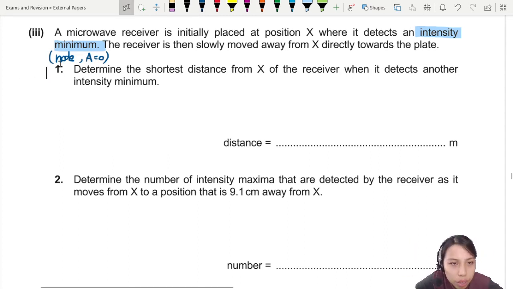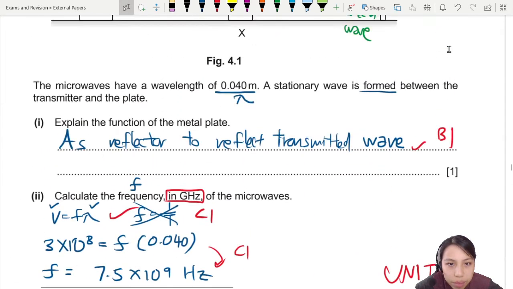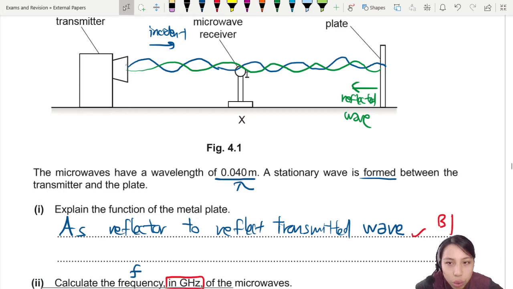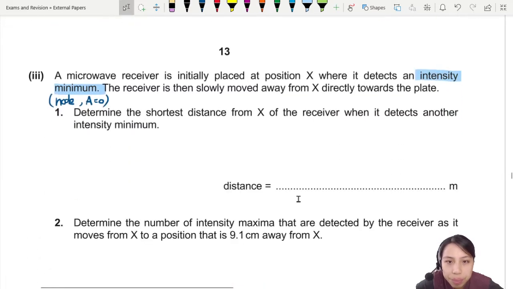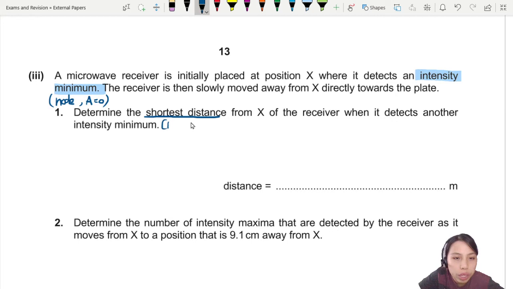Then the receiver is slowly moved away from X towards the plate. Towards the plate, okay, understand. Determine the shortest distance of the receiver when it detects another node. Oh, so they're finding the shortest distance between nodes. So from node to node, what is the distance?